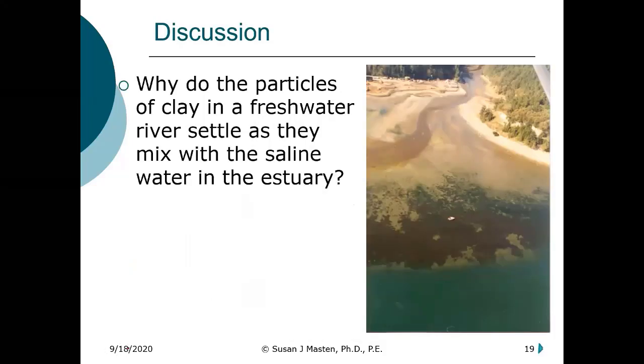Here, you can ask the question: what we have is a freshwater river, and the question is, why do the particles of clay in a freshwater river settle as they mix with the saline water in the estuary? So why might that be the case? I'll give you a chance to think about that.